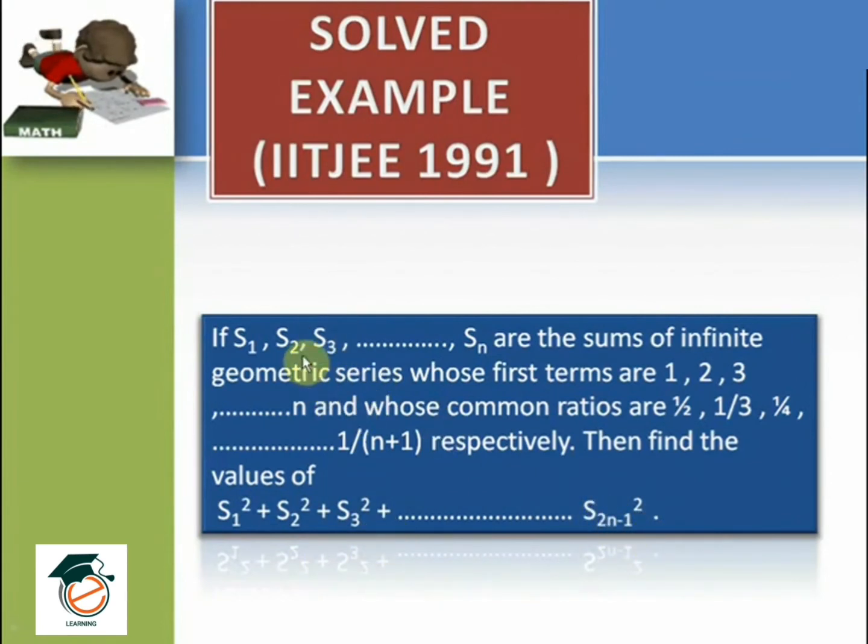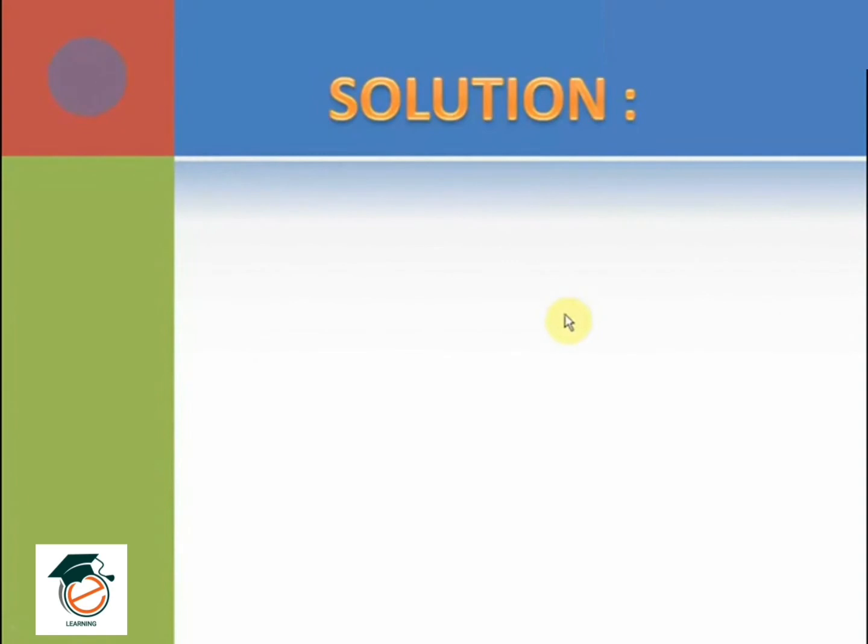So we have been given S1, S2, S3 and so on up to Sn are the sums of infinite geometric series whose first terms are 1, 2, 3 and so on up to n, and whose common ratios are 1 by 2, 1 by 3 and so on up to 1 by n plus 1. And we have to find out the value of this expression. So let's see the solution of this. S1 would be equal to 1 plus 1 by 2 plus 1 by 2 square plus 1 by 2 whole cube and so on, because the first term is 1 and the common ratio is equal to 1 by 2.